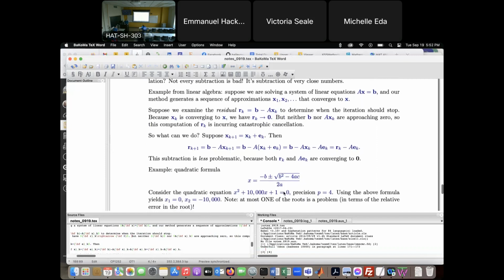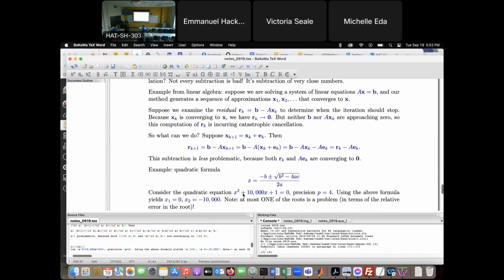So, here's an example where something can go wrong. This quadratic equation, x squared plus 10,000x plus 1. So the idea here is the coefficient b in your quadratic equation is much larger than a and c. So let's suppose we have 4 digits of precision. Very limited. So if I use this quadratic formula with this precision, here are the roots I get. I get a root that's 0, and the other root is minus 10,000.